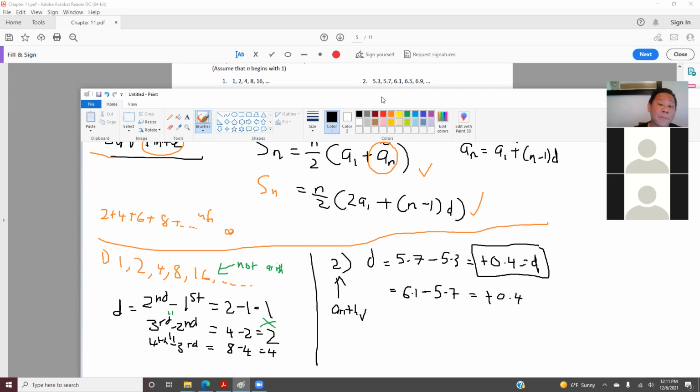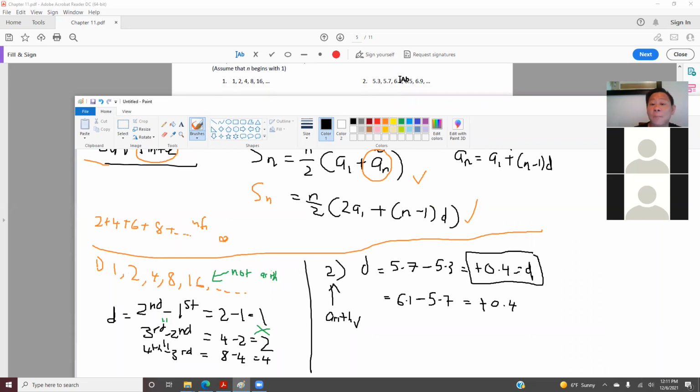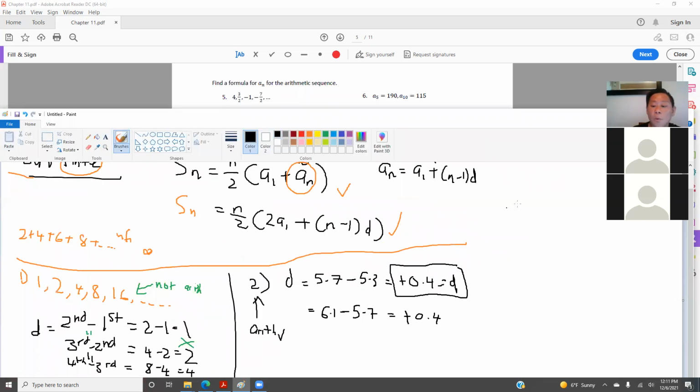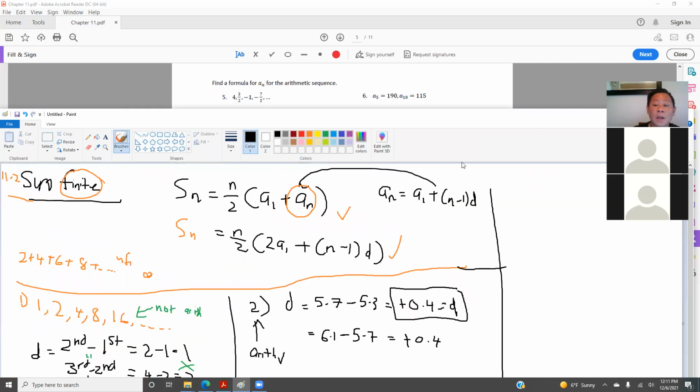So this is an arithmetic sequence, and you can tell that you keep on adding 0.4. That is the D, the common difference. This is the arithmetic sequence in this case. So it's not too difficult. Now question number 5 wants you to find the AN, the formula for AN. So in this case, we will use this formula for question 5.